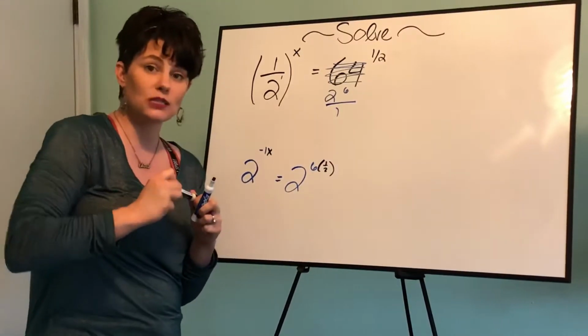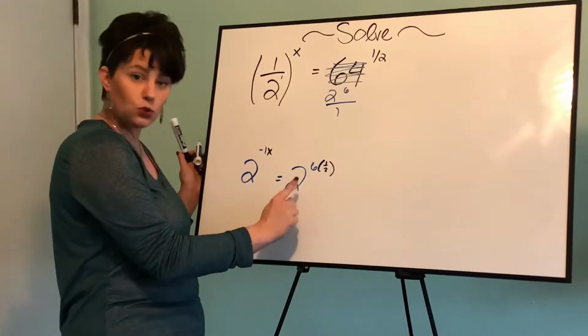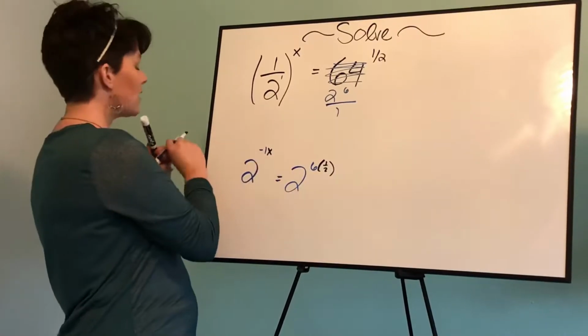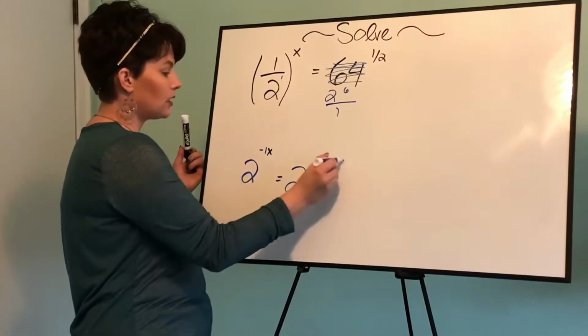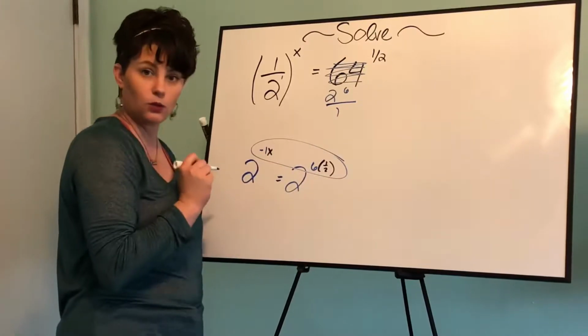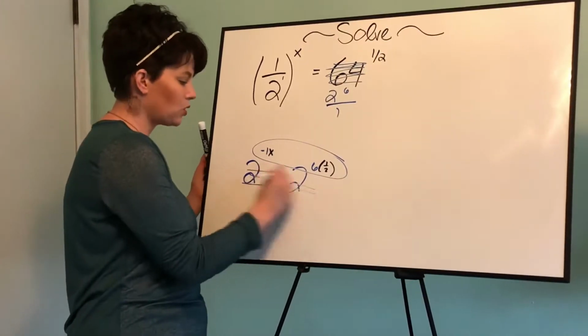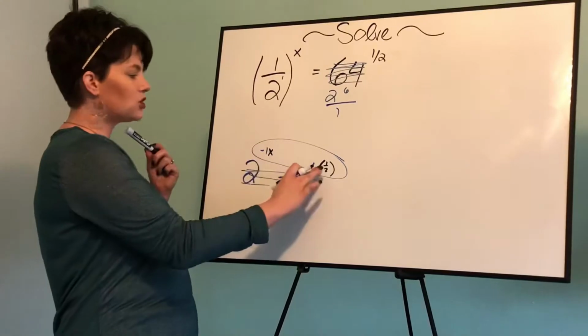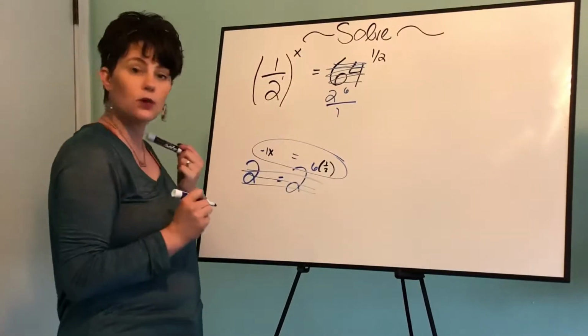Now that my bases are the same, 2 and 2, they're equal, so that tells me that since the bases are equal, the exponents are also going to be equal. So I don't need to worry about these bases anymore. They're equal, we know that. Let's just look at the exponents. Let's set those equal and solve for x.